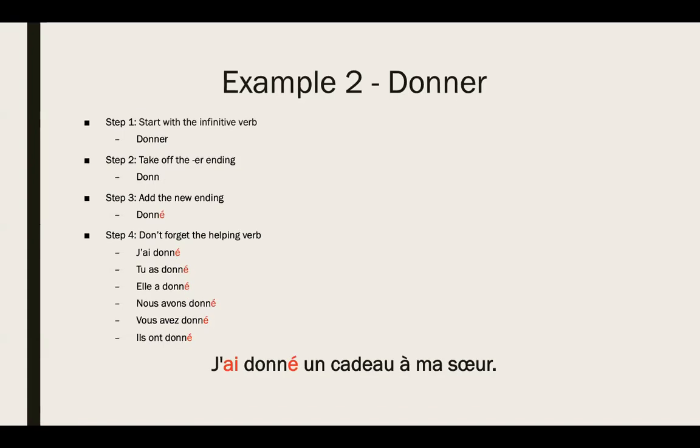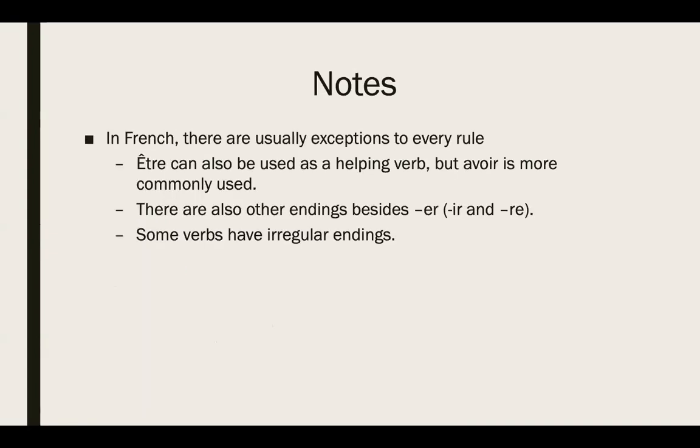Example two, we're going to use donner, which means to give in French. So you're going to start off with the infinitive verb again, then take off the ER ending, and finally add the new ending with the E in red over here. And again, don't forget to use your helping verb. So you're going to have j'ai donné, tu as donné, elle a donné, nous avons donné, vous avez donné, and lastly, ils ont donné. An example sentence would be j'ai donné un cadeau à ma sœur, which means I gave a gift to my sister.